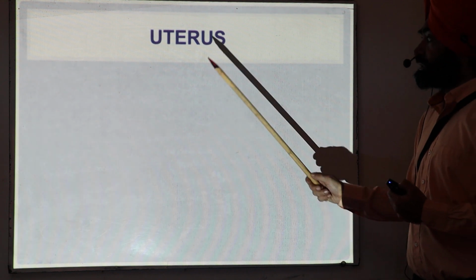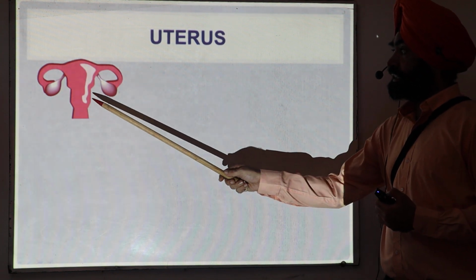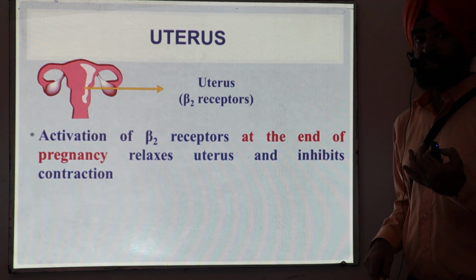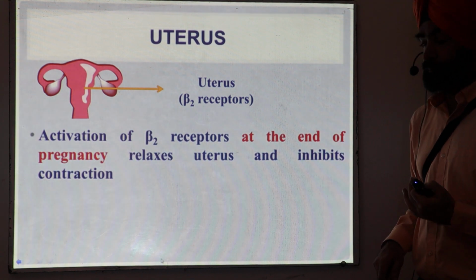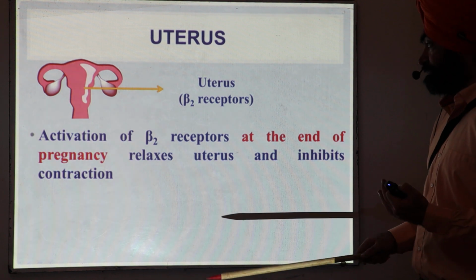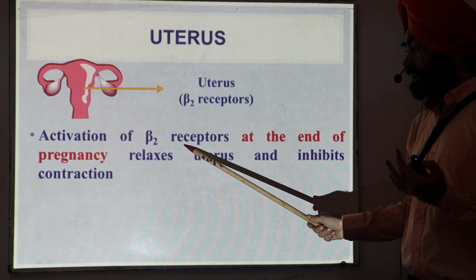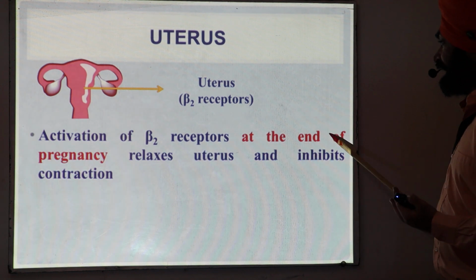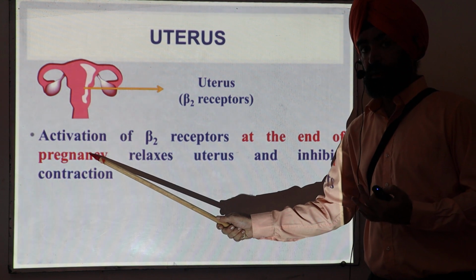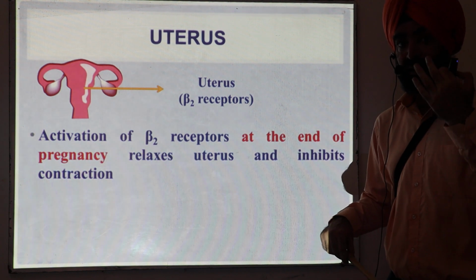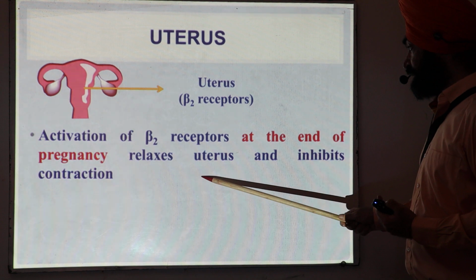Another target, uterus. As I told you, in the uterus beta 2 receptors are present, and I am talking about the smooth muscle, the myometrium. So activation of beta 2 receptors, particularly at the end of pregnancy, is very important. At the end of pregnancy, what will it lead to? It will produce inhibition, relaxation. So it will relax the uterus.